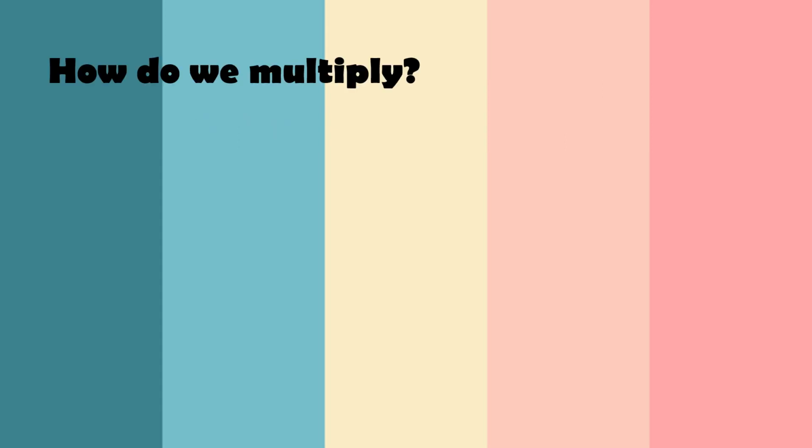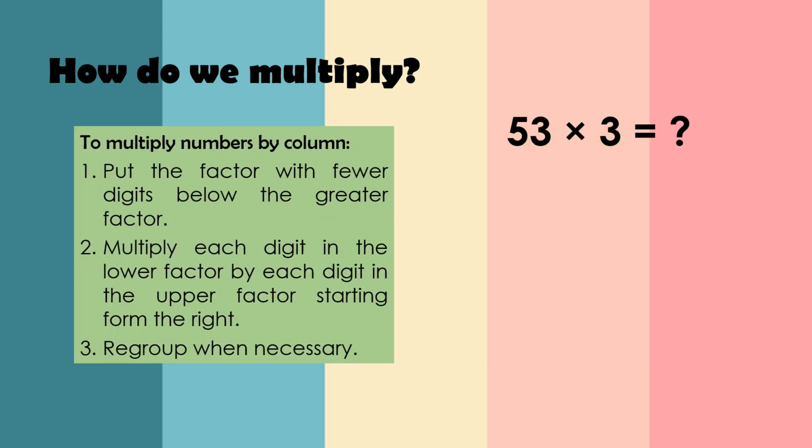Remember, kids, that multiplication is used to quickly find the answer in repeated addition, just like what we did in our solution. So now, let us learn the steps in multiplying numbers by column. Let's say, for example, we have 53 times 3 equals blank. Just follow the steps. First, put the factor with fewer digits below the greater factor.